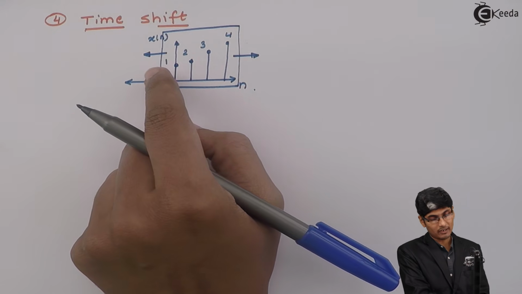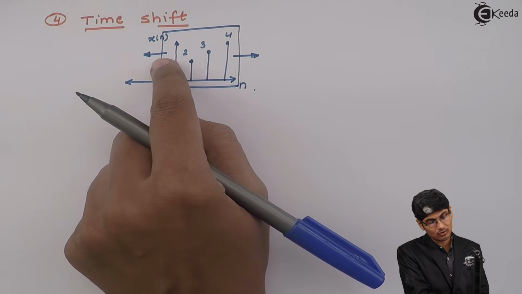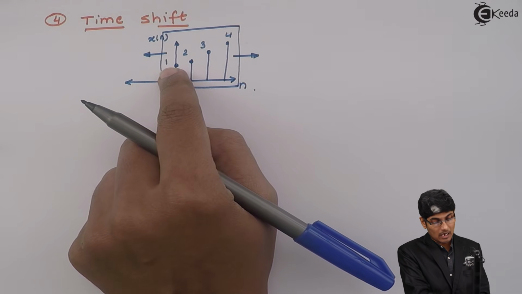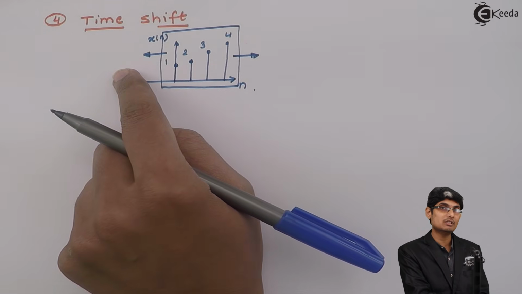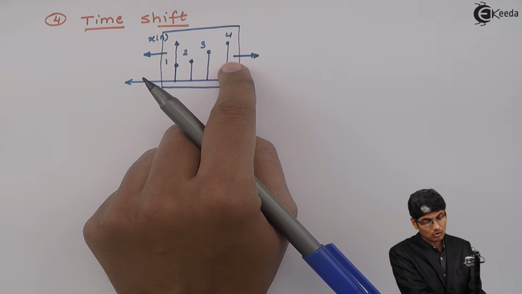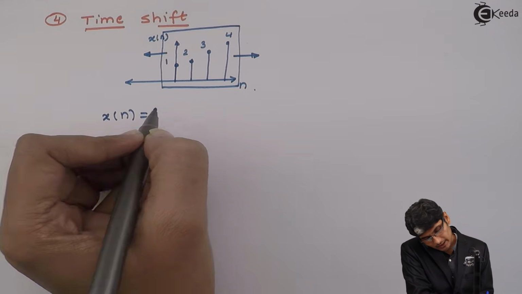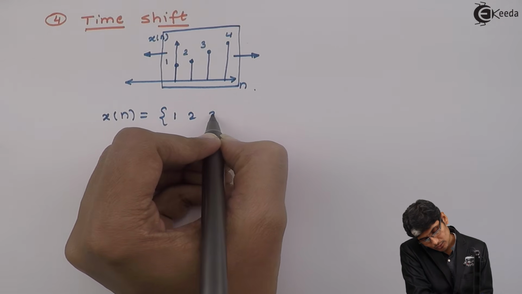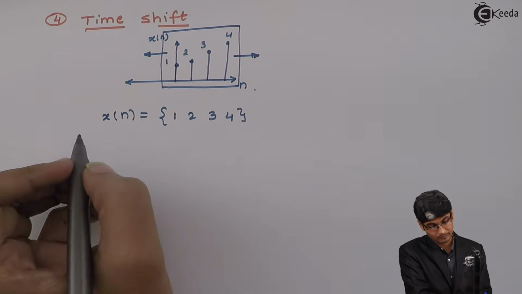So when I slide this signal to this side, this sample will get dropped, whereas a new sample will come in. And when I shift this signal to this side, one will get dropped off the window and a new sample will enter the window. Okay, so I write x of n as 1, 2, 3, 4, because that is what I see inside the window currently.